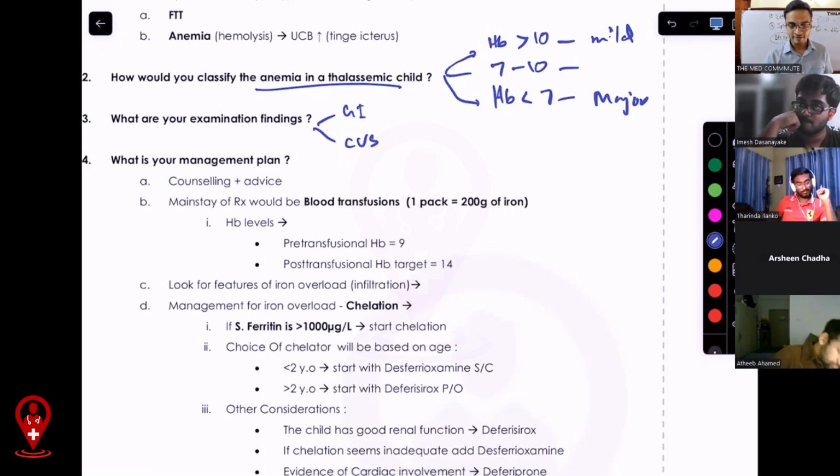The next thing, guys, so we check the cardiovascular system, we check the child's growth. And you can also assess the genitalia, because we want to look for secondary sexual characteristics development. These kind of things we want to look for.